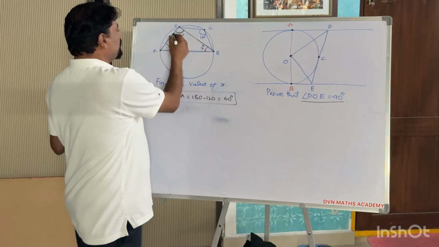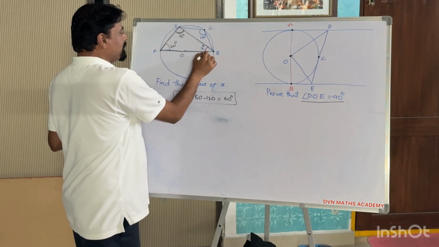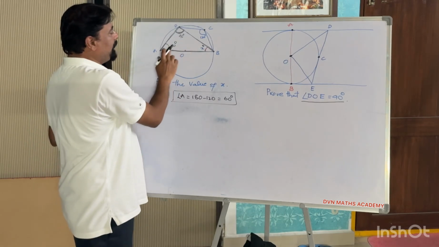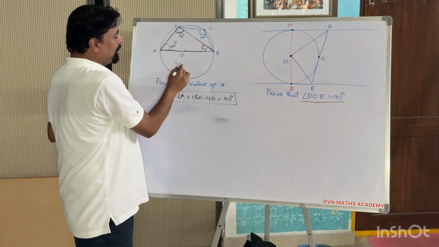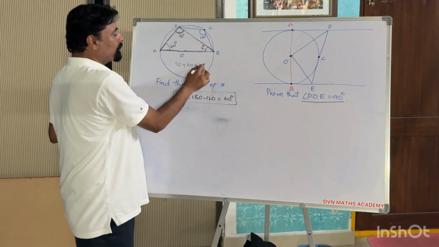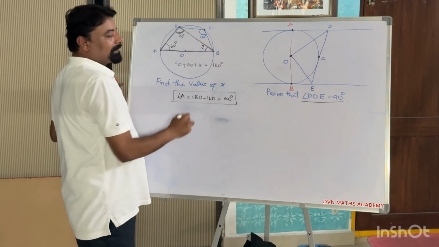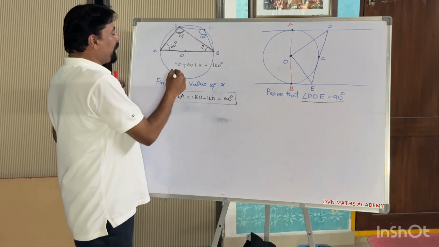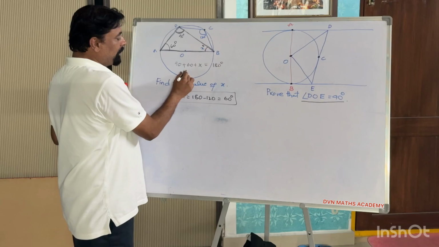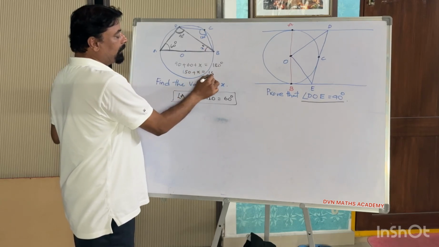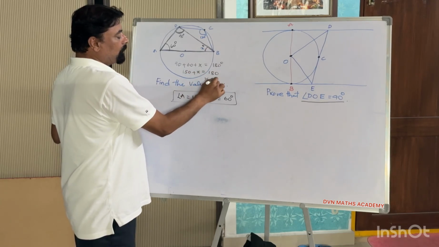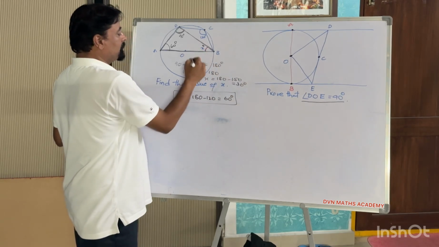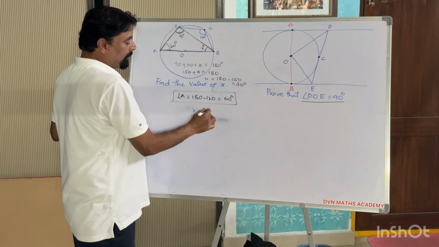Now the third concept is that the sum of 3 angles in a triangle is 180 degrees. Therefore, if it is 90 and 60, then 90 plus 60 plus x should be equal to 180 degrees. The sum of 3 angles in a triangle is 180 degrees. If you add these two, 150 plus x is equal to 180. By solving this, x is equal to 180 minus 150, that is equal to 30 degrees. So x is equal to 30 degrees.